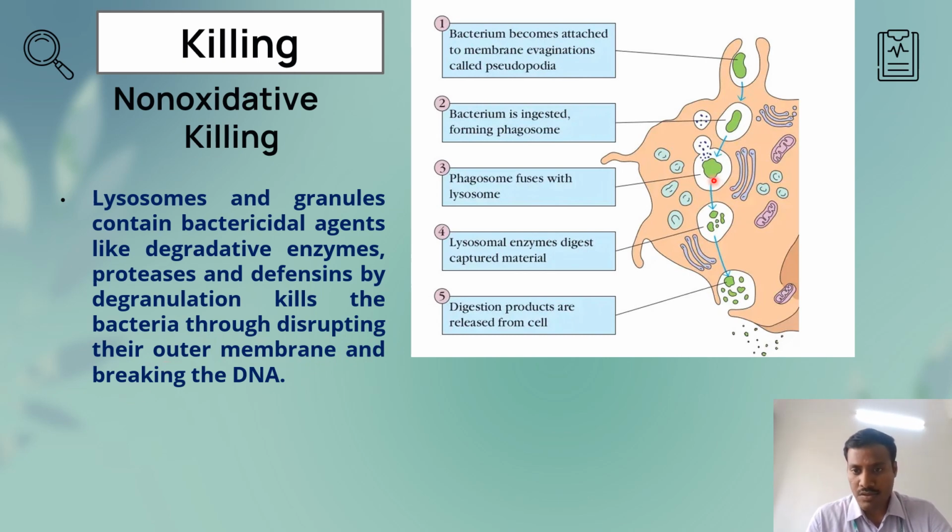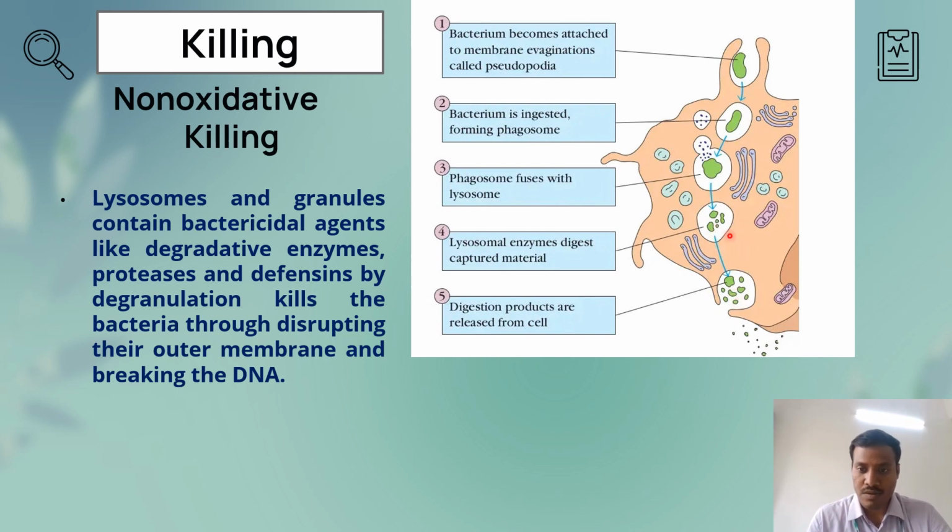So what happens? This green color is the bacterium. Once the bacterium enters into the cell, it forms a phagocytic vacuole. This is the lysosome, which degranulates into the phagocytic vacuole and forms the phagosome. And after the degranulation, all the substances, that is degrading enzymes, proteases, defensins, act on the bacteria. They break the bacterial membrane and the bacterial DNA, and then they kill the bacteria.